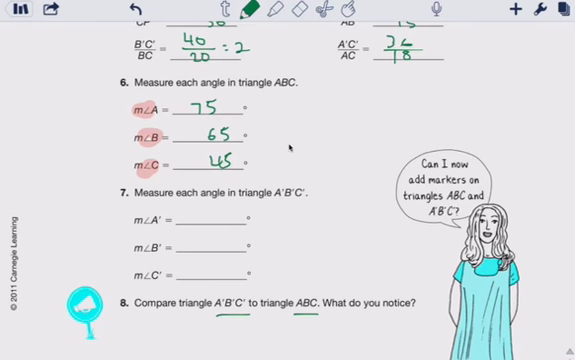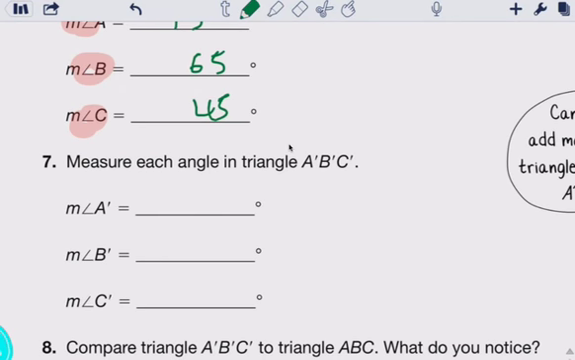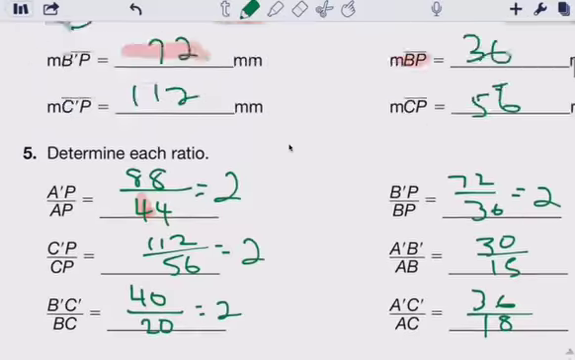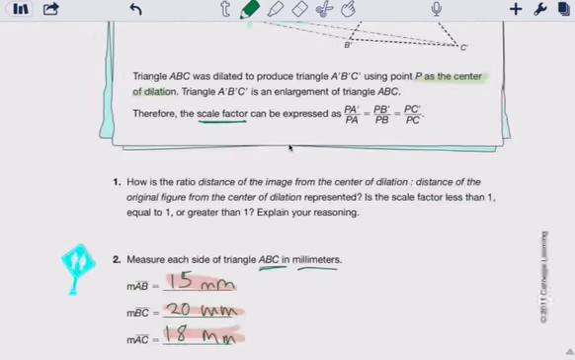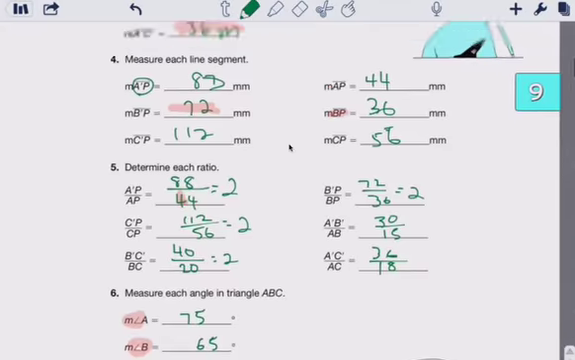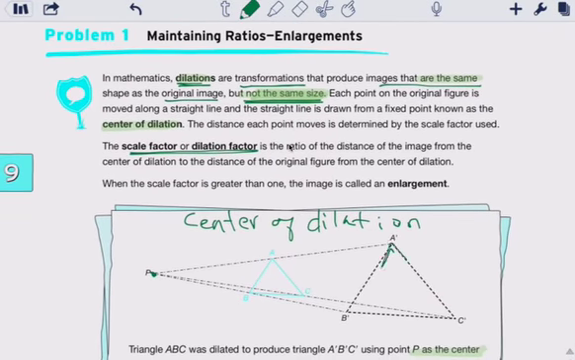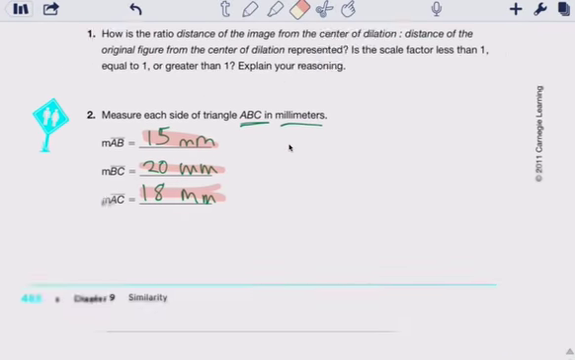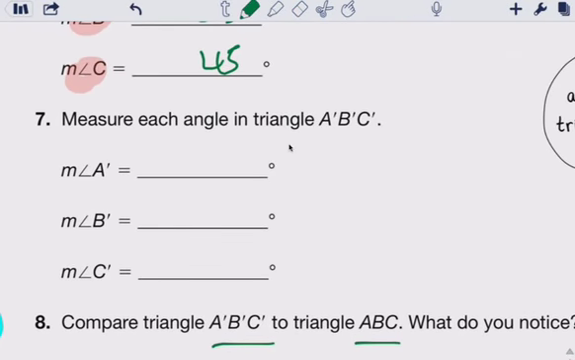Measurement of angle A. If you measure it like I showed you using the protractor, and you measure angle A up here, and angle A prime right here, and you turn it around, you will see that the degree is 75 degrees. And if you measure angle B, it'll be 60 degrees.